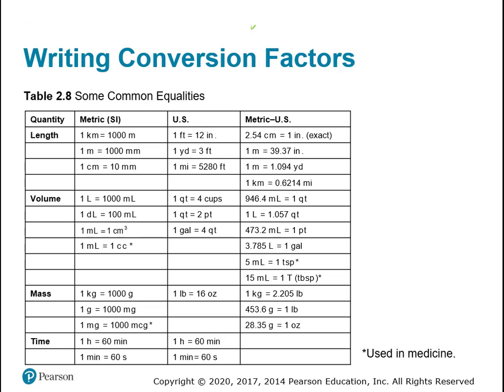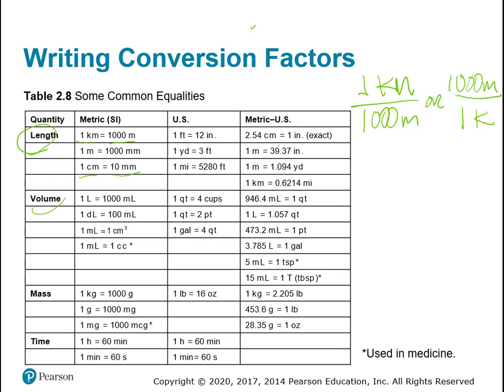Here's a chart with a lot of conversion factors. When we're measuring the length of something, we can say that 1 kilometer is equal to 1,000 meters. We can say 1 centimeter is equal to 10 millimeters. 1 foot is equal to 12 inches. Anytime that we have any of these equalities, we can write them as either 1 kilometer over 1,000 meters, or we can say that there's 1,000 meters in 1 kilometer. All of these equalities can be written as reciprocals of one another.